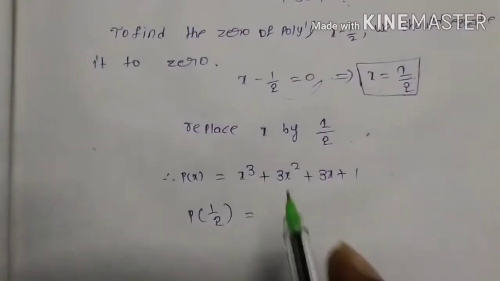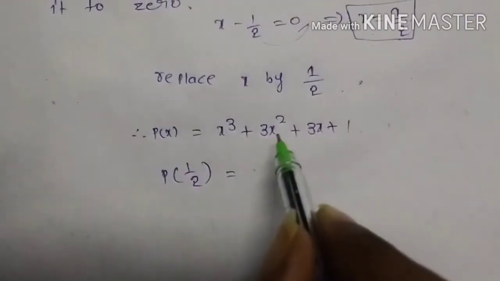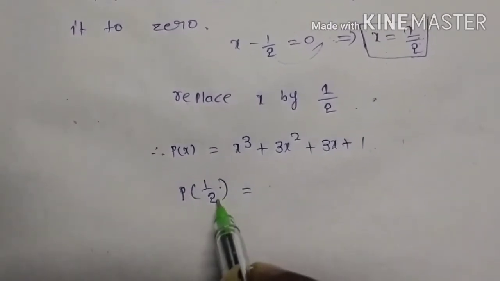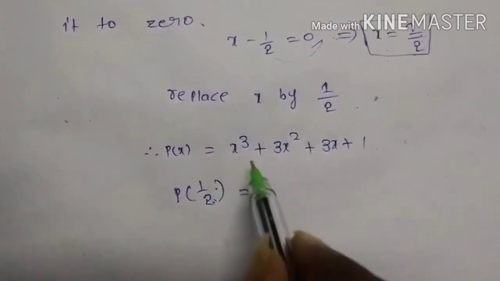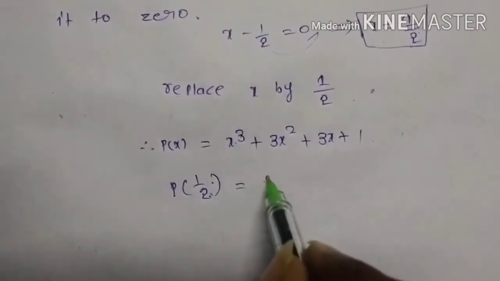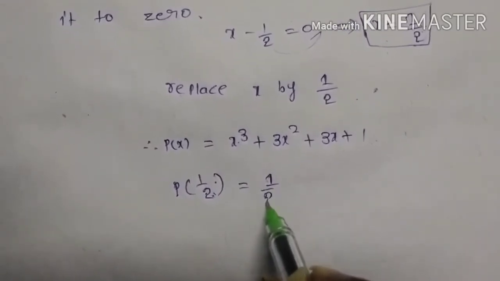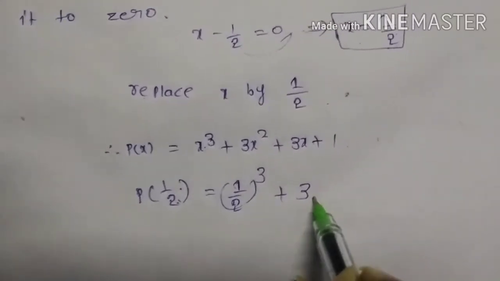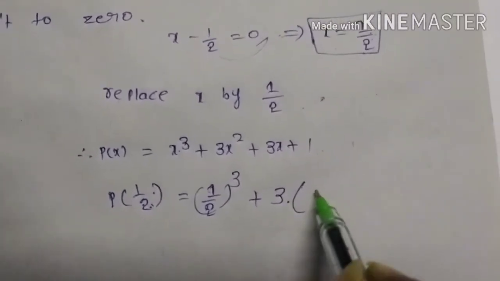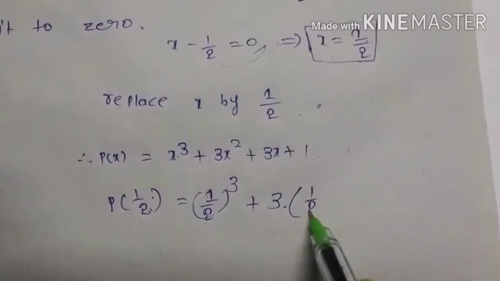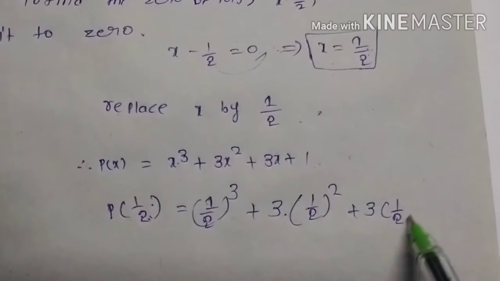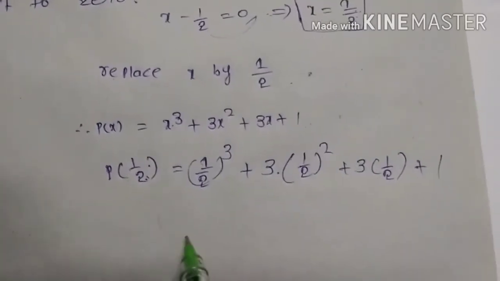See here, I am writing for this purpose only. P of x is equal to x cube plus 3x square plus 3x plus 1. P of 1 by 2. We need to write here P of 1 by 2. That means here x cube. X cube means, can I write here 1 by 2 whole cube or not? Yes. Plus 3 into x square means you should write here 1 by 2 whole square plus 3 into 1 by 2 plus 1. Now you can simplify here.